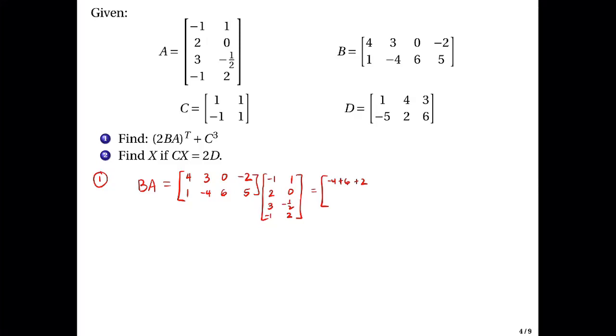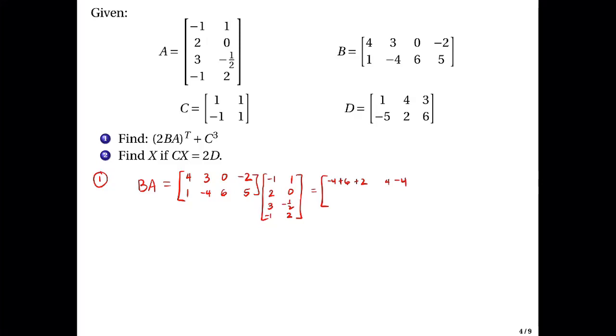And then first row here, second column here, we have 4 times 1, that's 4. 3 times 0, that's 0. 0 times negative 1 half, that's 0 again. And then negative 2 times 2, that's negative 4.